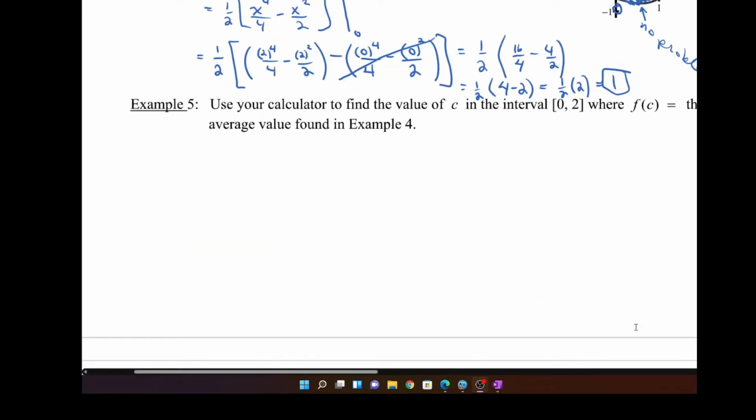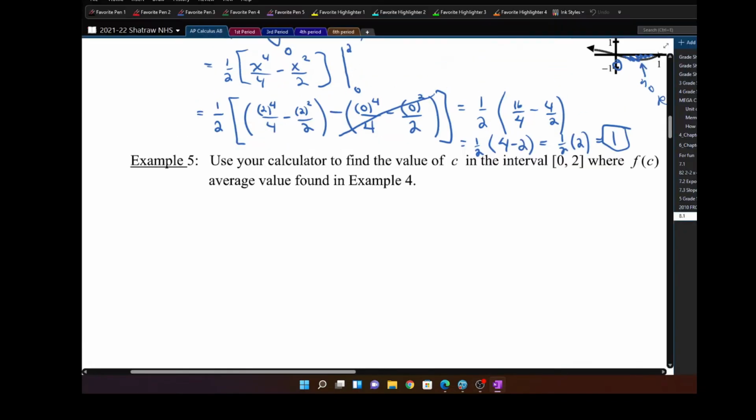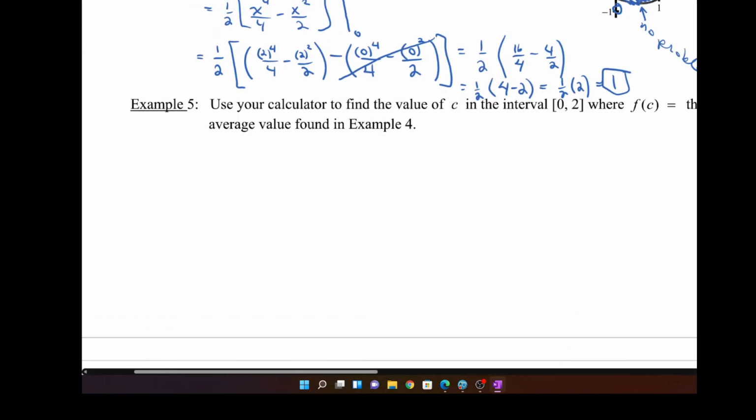Use your calculator to find the value of c in that interval where f of c equals the average value found in example 4. So we're using the mean value theorem, like we're trying to talk about that f of c value, and he's just saying we just want that average value. That average value was technically 1. I don't know why I don't have a pen here. Hold on. There you go. Now I got a pen. F of c equals 1. So we have the function x cubed minus x, and we just set that equal to 1.